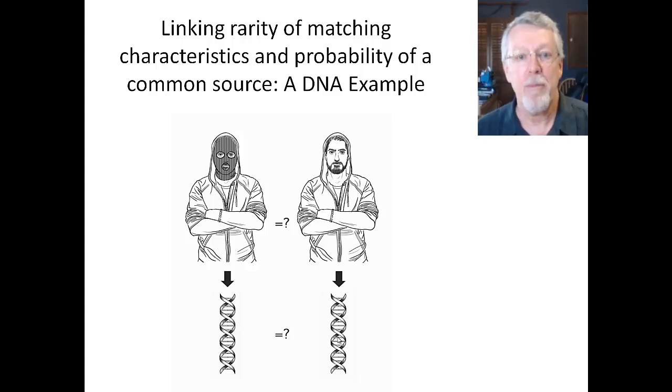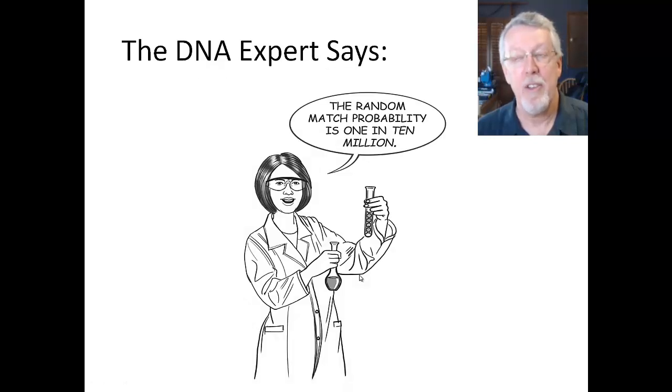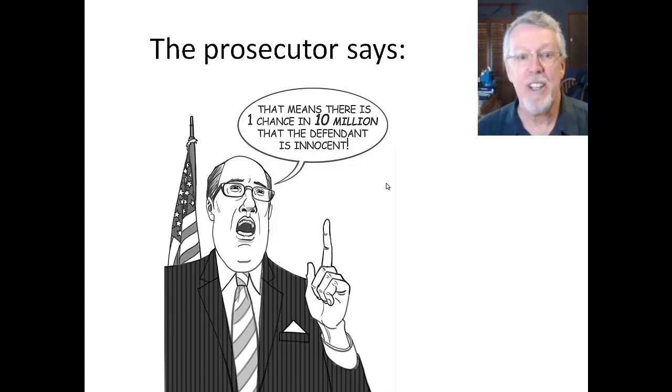How rare does that profile have to be before we can say this is probably the perpetrator, that we've probably got the right person? Well, to make it more explicit, let's assume that the expert says the random match probability, that is the frequency of this characteristic in some reference population, is 1 in 10 million. If the frequency of the matching characteristics is that low, can we say that the suspect is probably the source? Prosecutors tend to think so.